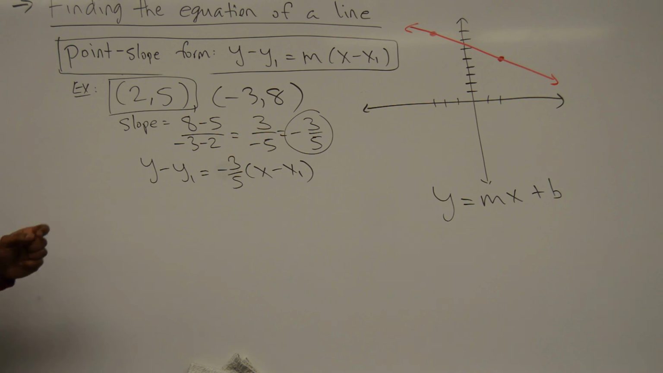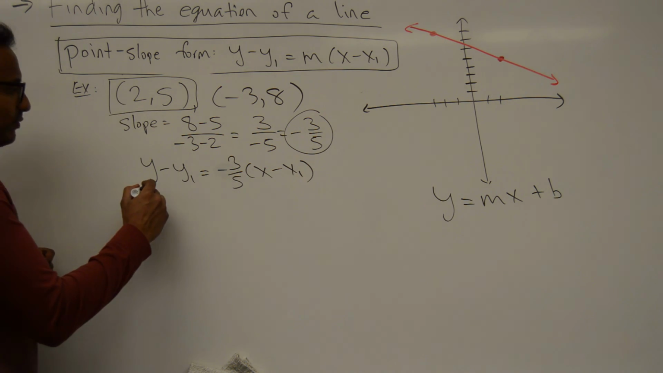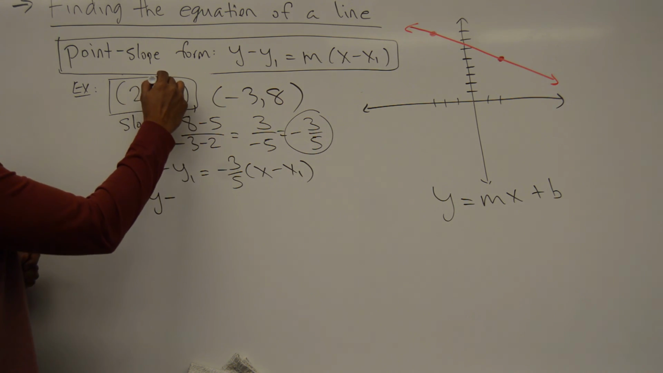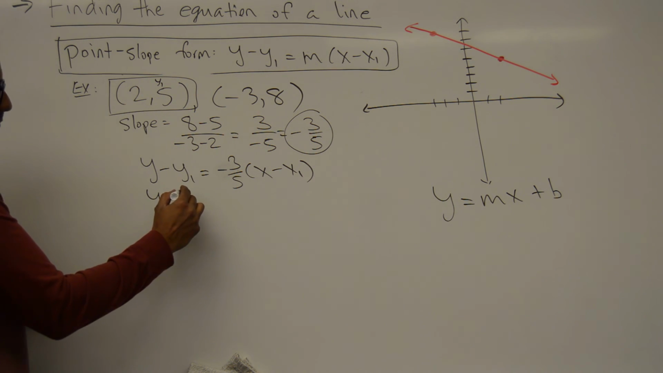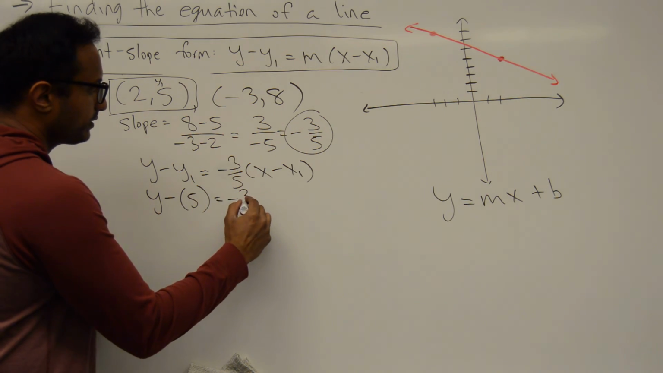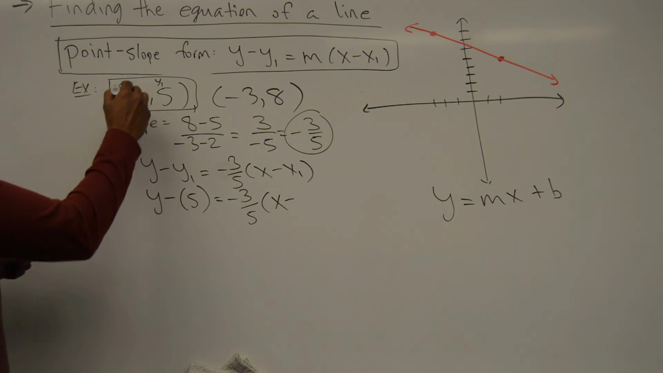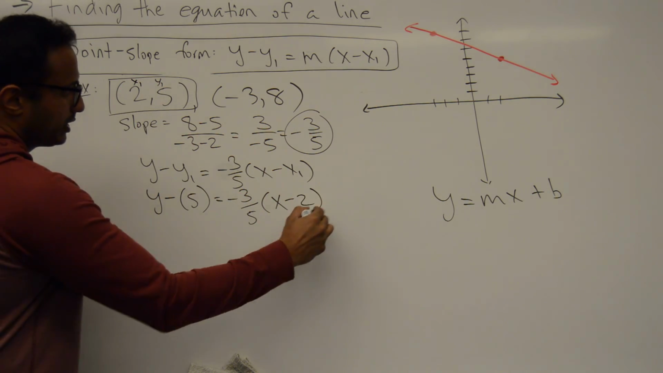Where do I plug this in? I plug it in to the x1 value and the y1 value. So instead of y minus y1, my y value is 5, so I'm going to put y minus 5. That equals negative 3/5 times x minus x1. Well, my x1 value is 2, so that's going to be x minus 2.